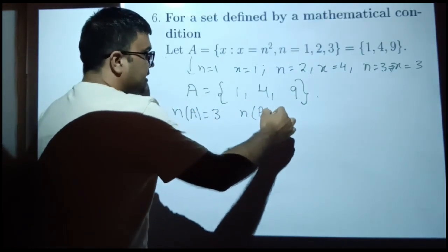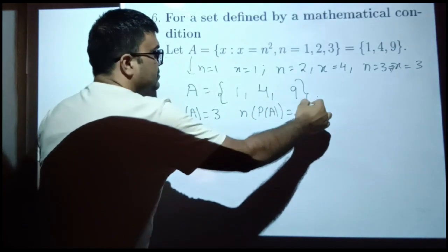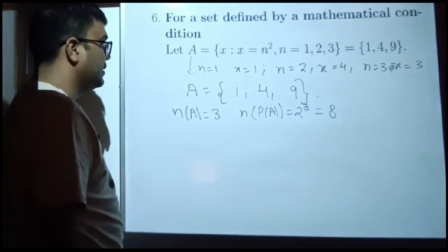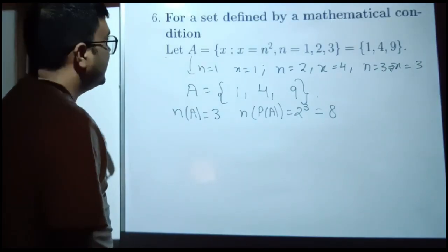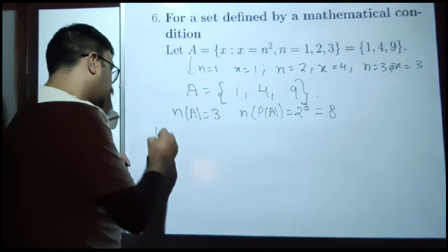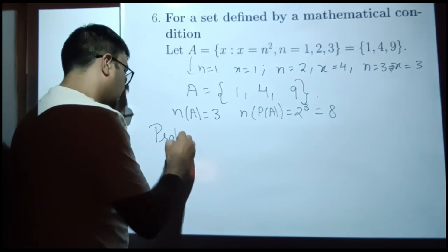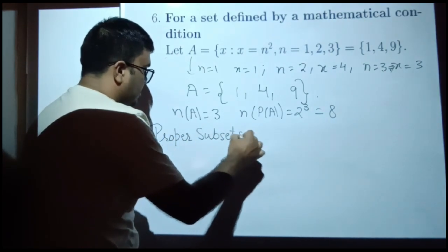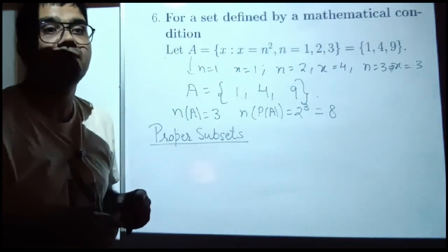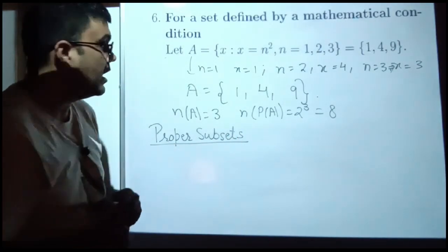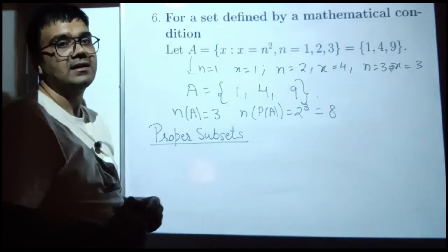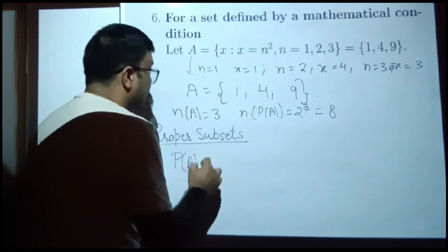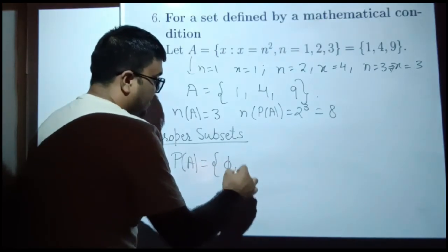The number of elements in the power set of A is 2 raised to the power 3, which is equal to 8. Now what we have to do over here is write the proper subsets. I am not talking about the power set. What we are talking about is how many proper subsets there are.